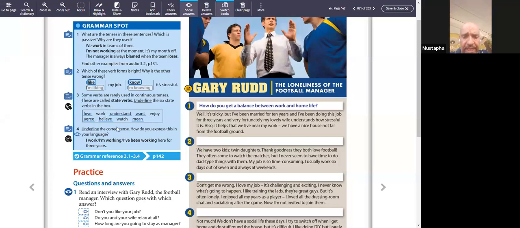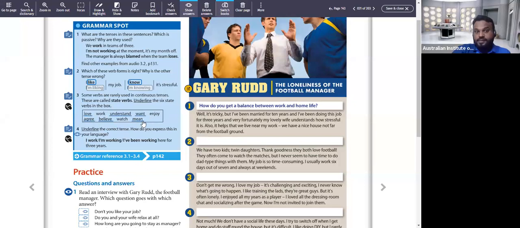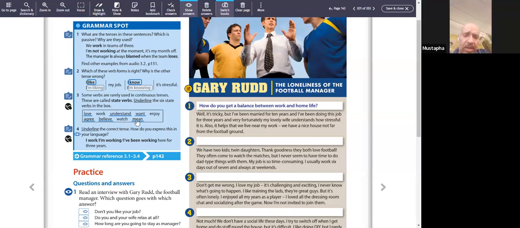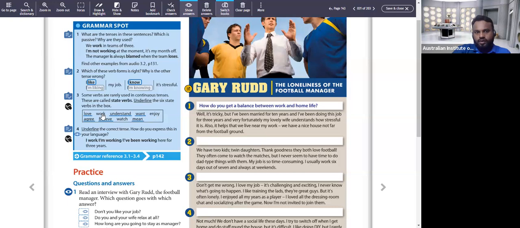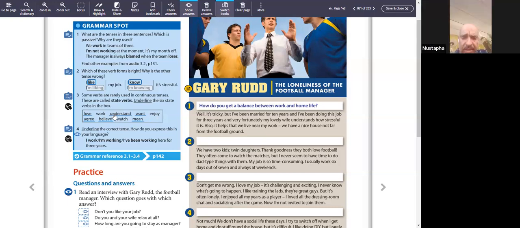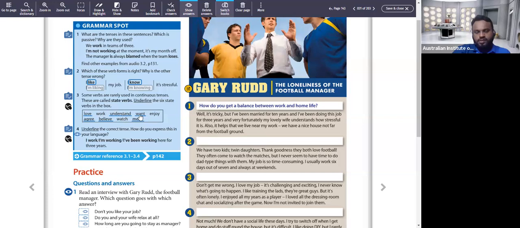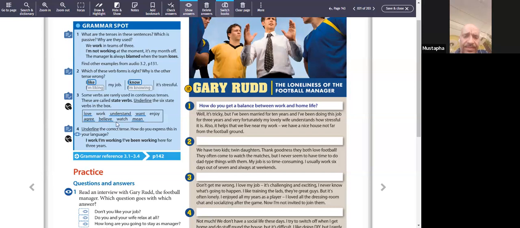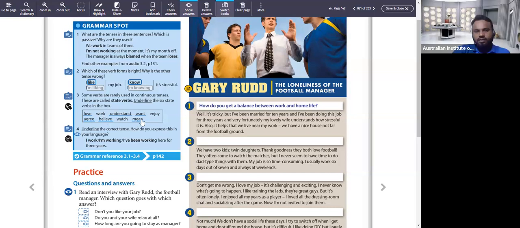Let's check, we have nine. Mean is a state verb. We have watch, work and enjoy. These 3 are not state verbs. Love, state verb. Understand, state verb. Want, state verb. Agree, state verb. Believe, state verb. Mean, also a state verb. That leaves watch, enjoy, work. They are not state verbs.